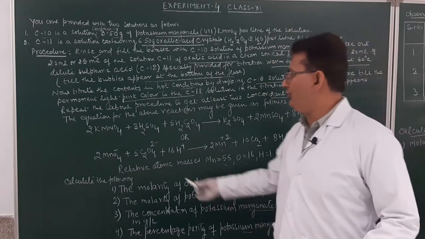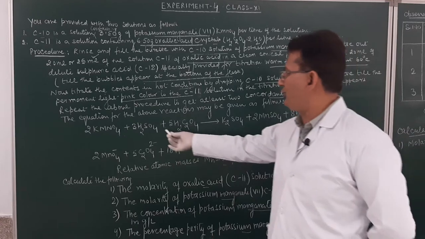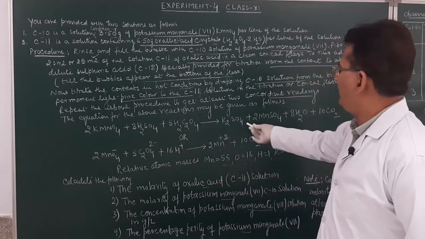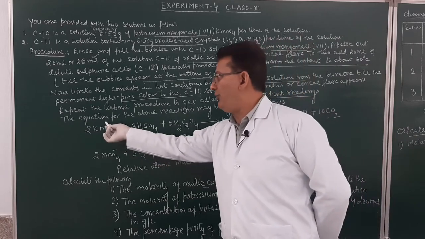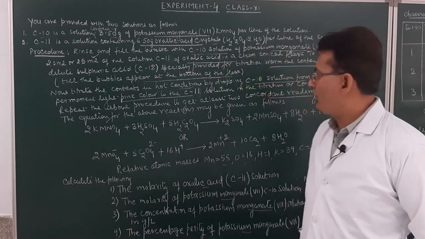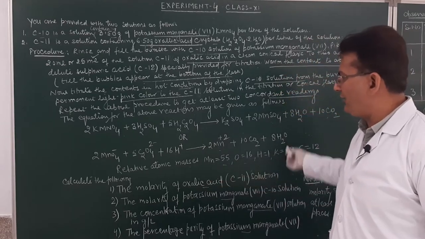What will be the equation used? 2 mole of KMnO4 will react with 5 mole of oxalic acid in presence of H2SO4 to form potassium sulfate, manganese sulfate, water and carbon dioxide. So remember, how many moles of KMnO4? 2 mole. Oxalic acid, 5 mole. Atomic masses are given. The ionic equation is also given.